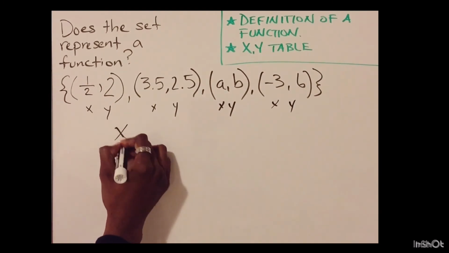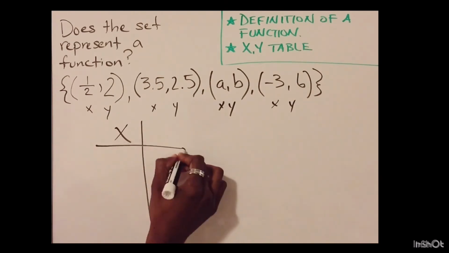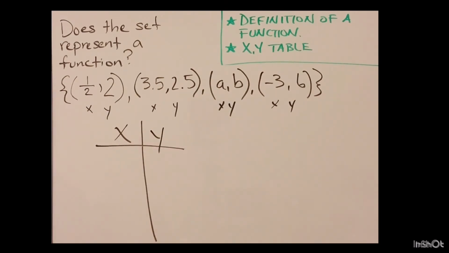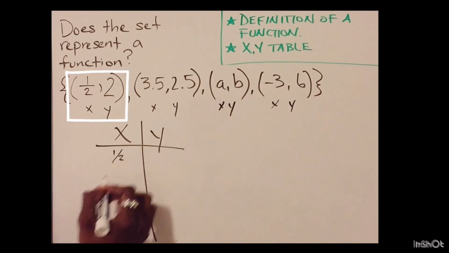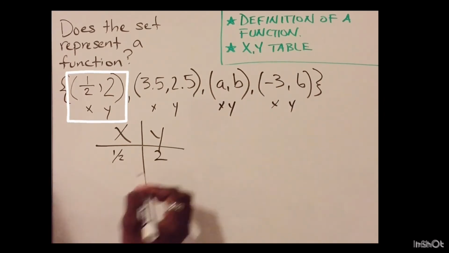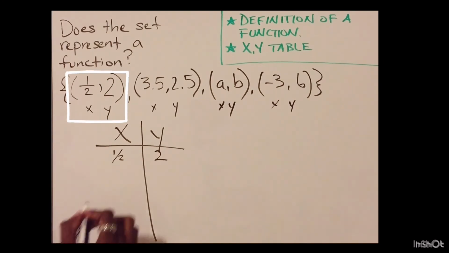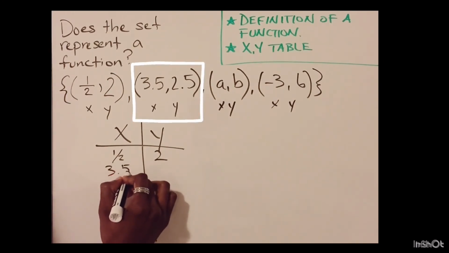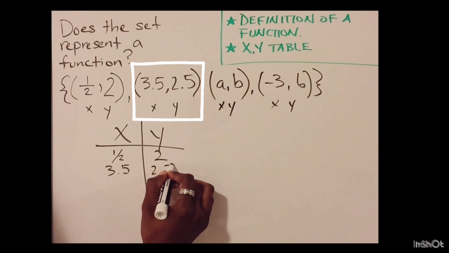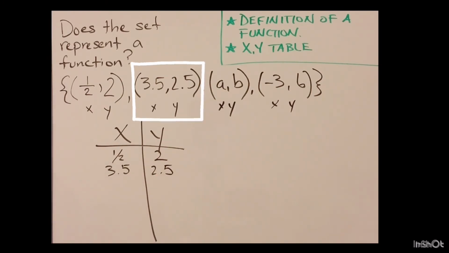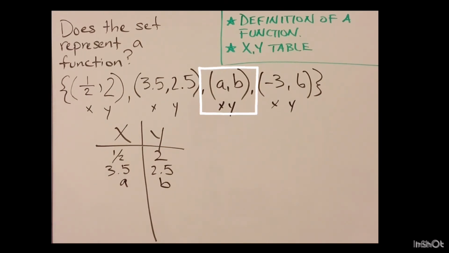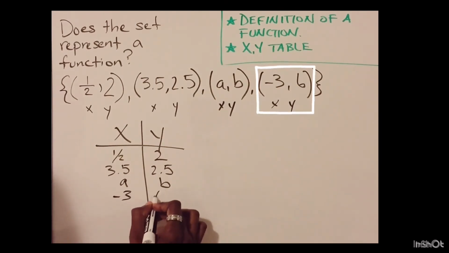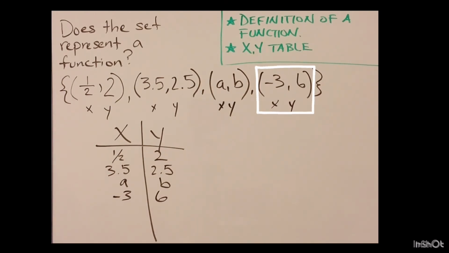So our process should be smooth. We go right into our next step where we have our XY table. And we can go 1/2 and 2 for our X and Y values. Then we say 3.5 and 2.5 for our next set of X and Y values. Then we have A and B, which are letters, but they still represent numbers. Then we have -3 and 6, all XY values.